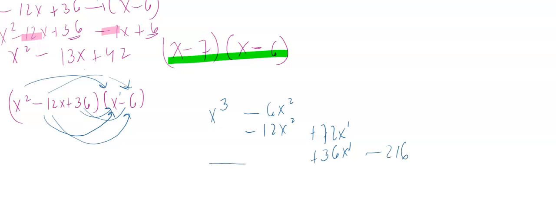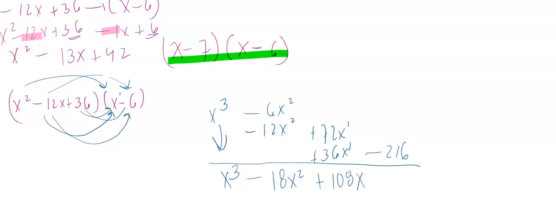All right, so I got a couple placeholders here. Bring that x cubed down. Minus 12 and 6 is 18x squared. Plus, I'm going to have 108x to the first minus 216. So when I multiplied f times g of x, I ended up with x cubed minus 18x squared plus 108x minus 216.